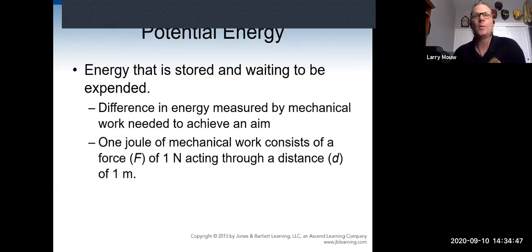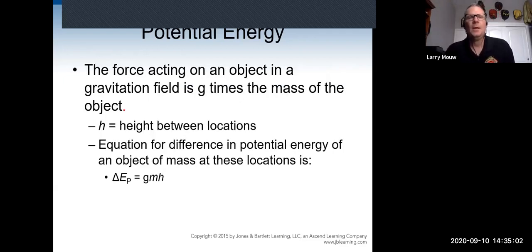Energy that is stored and awaiting to be expended or used is known as potential energy. The difference in energy is measured by the mechanical work needed to achieve an aim. Okay, so you can imagine, potential energy is that stored energy. The force acting on an object in the gravitational field is g times the mass of the object. Okay, and it deals with the height as well.